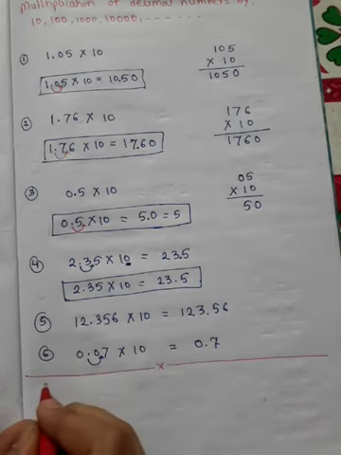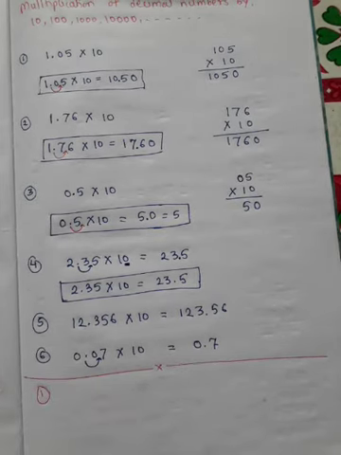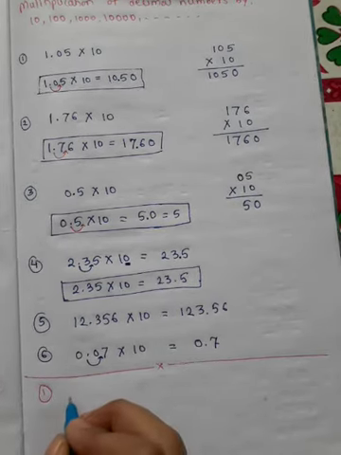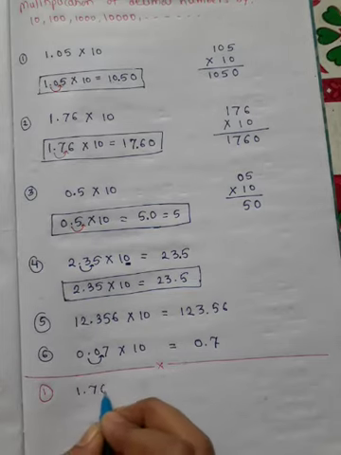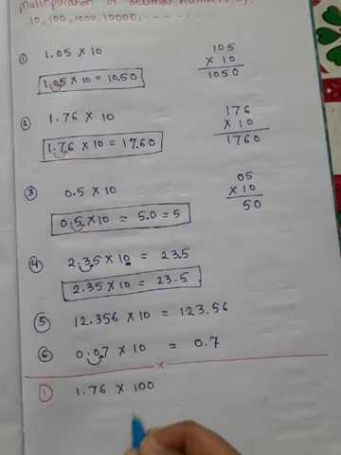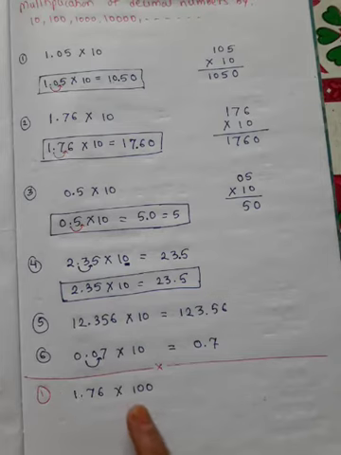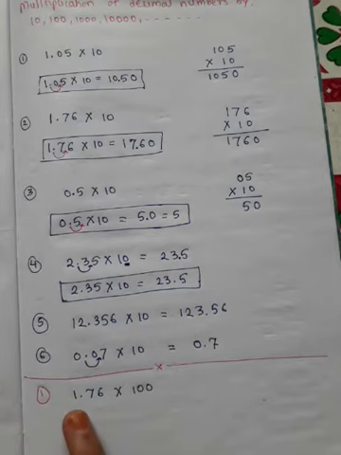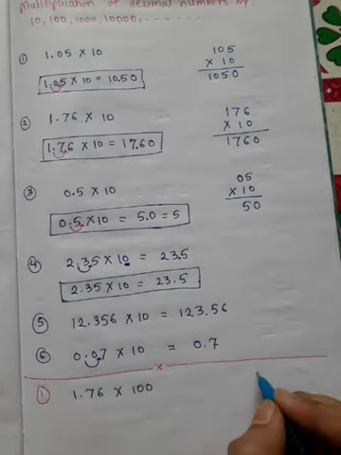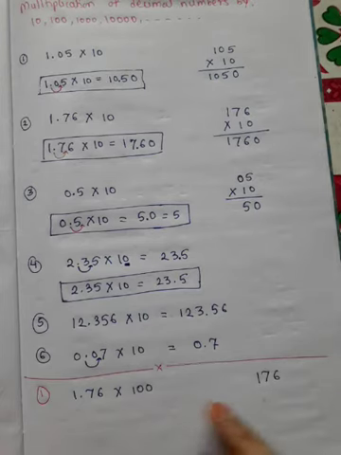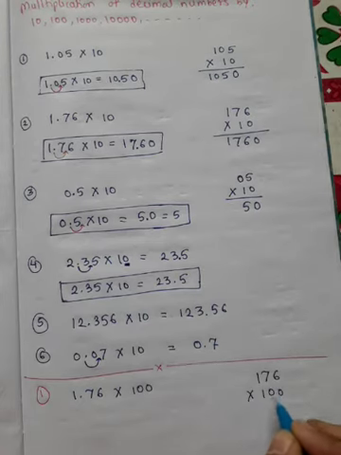Just take the first example. Now multiplication by 100. 1.76 into 100. We have to multiply a decimal number by 100. So do the calculation: 1.76 into 100. While multiplying we ignore the point, so the number will be 176, multiplied by 100.